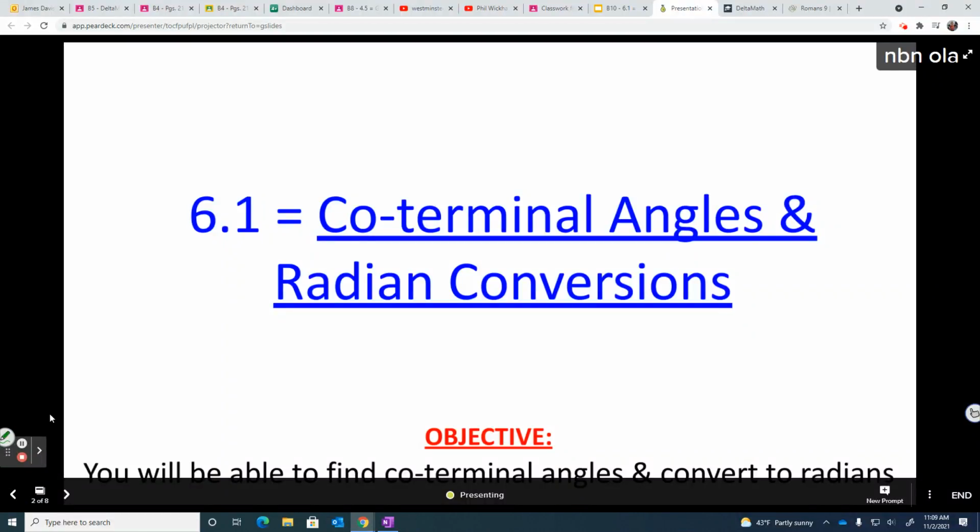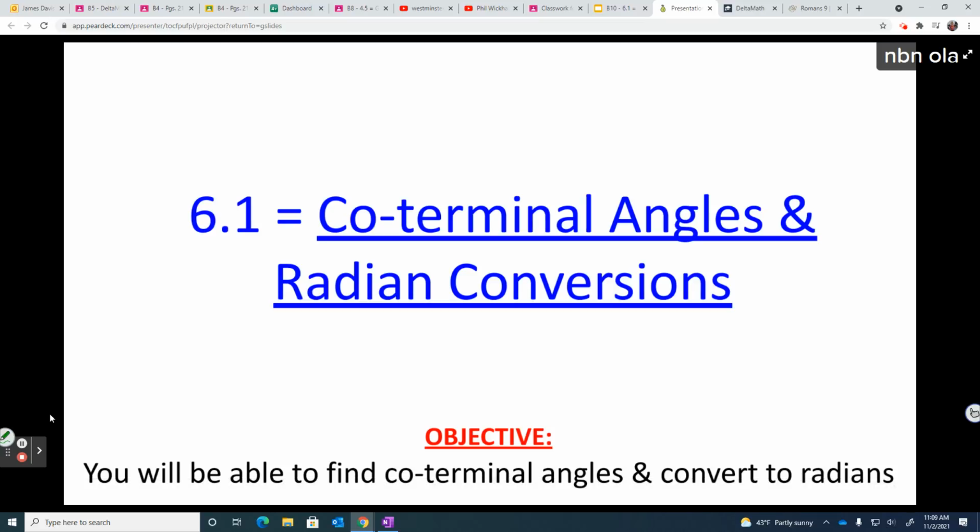So we're sticking in 6.1 today, and we'll be there a couple more days. The topic that we're going to talk about first is coterminal angles, which in the warm-up, as I told you, we found a bunch of coterminal angles, right?